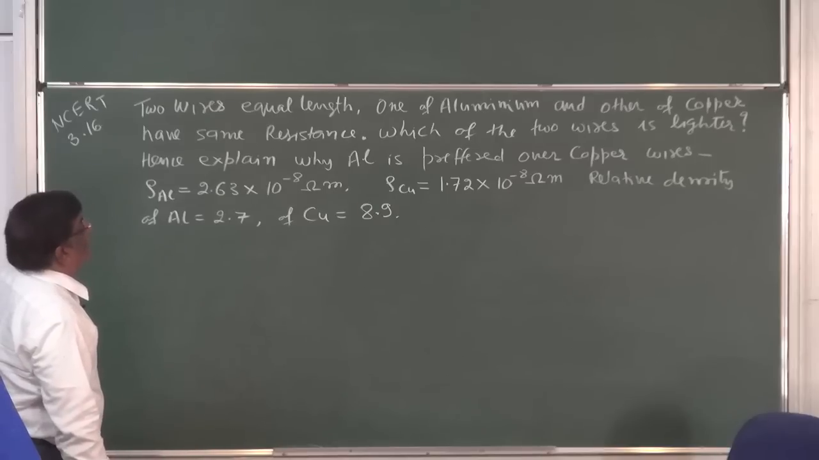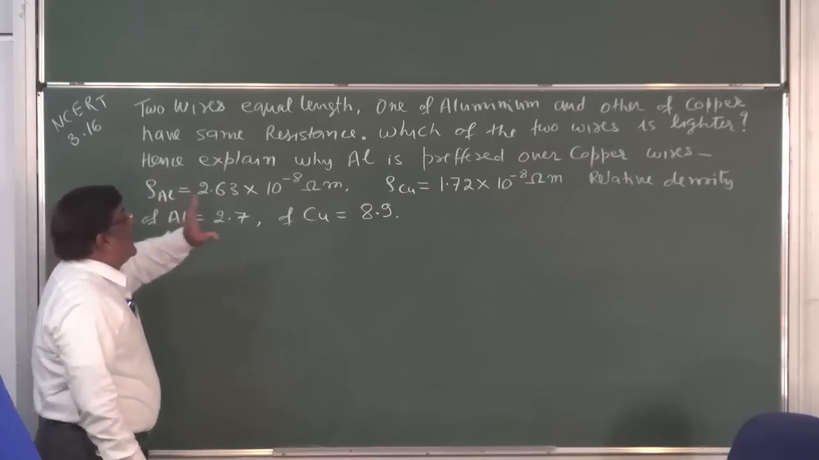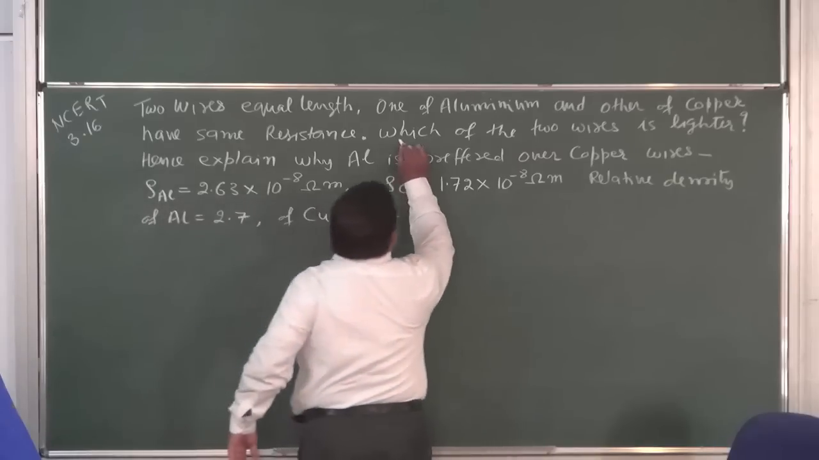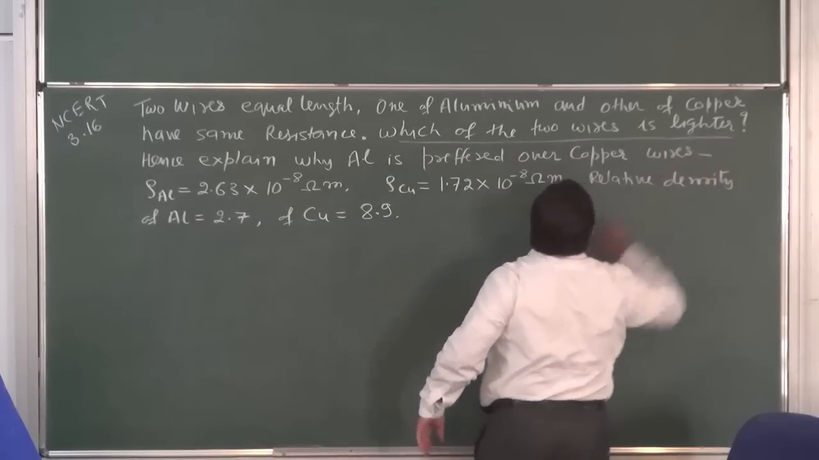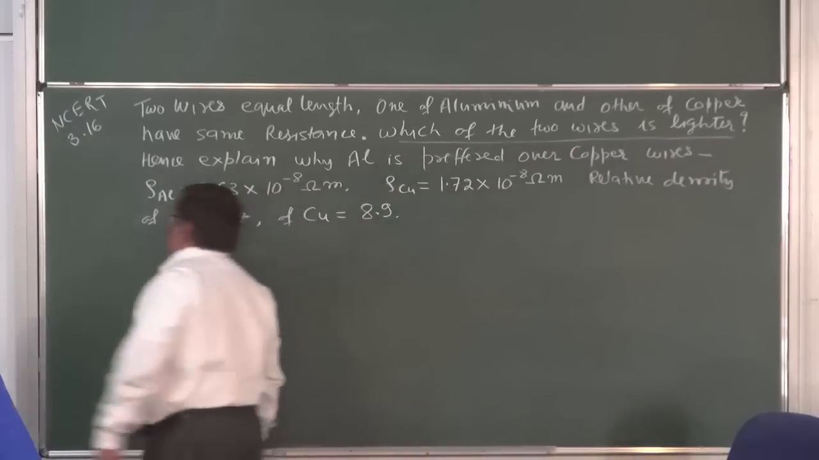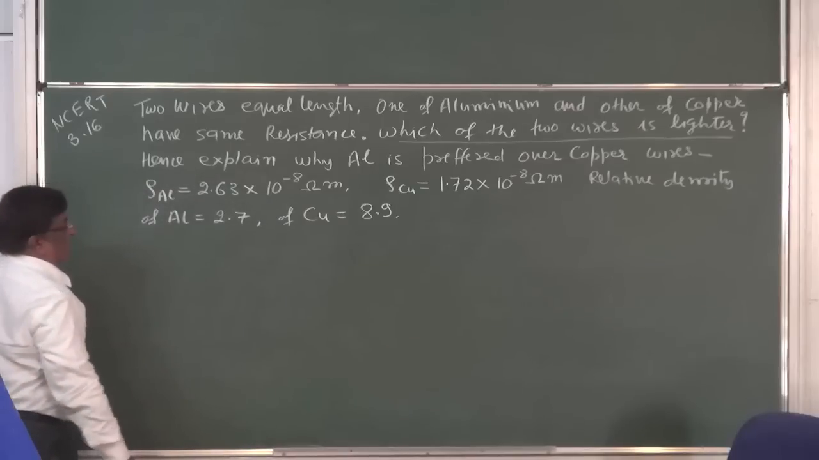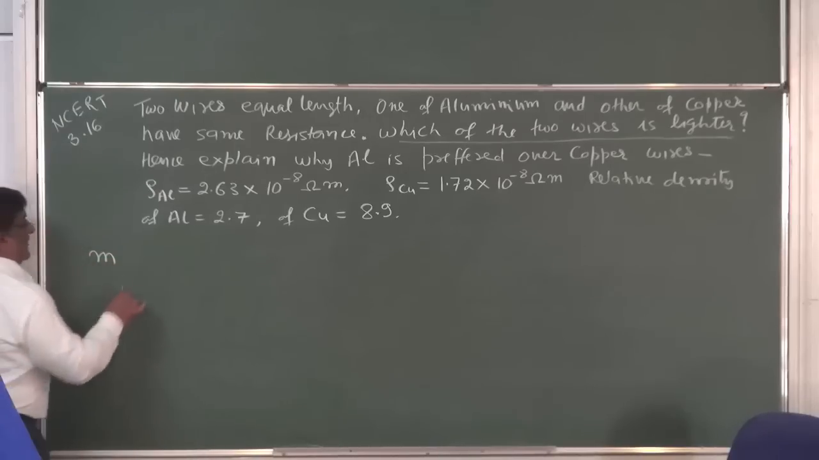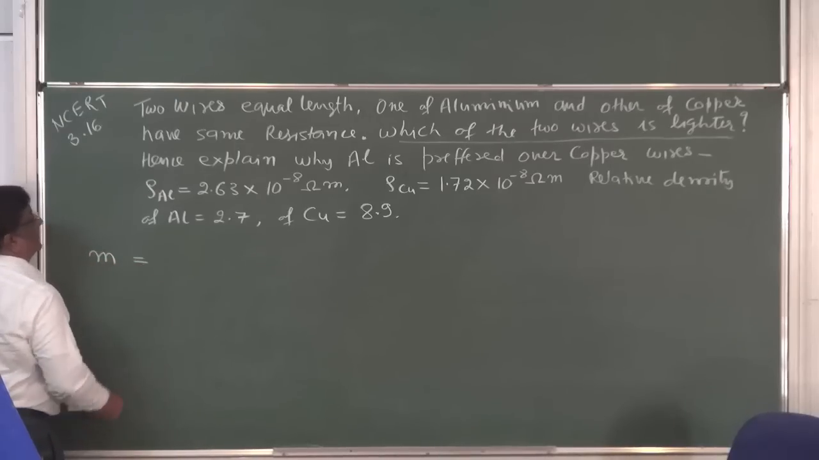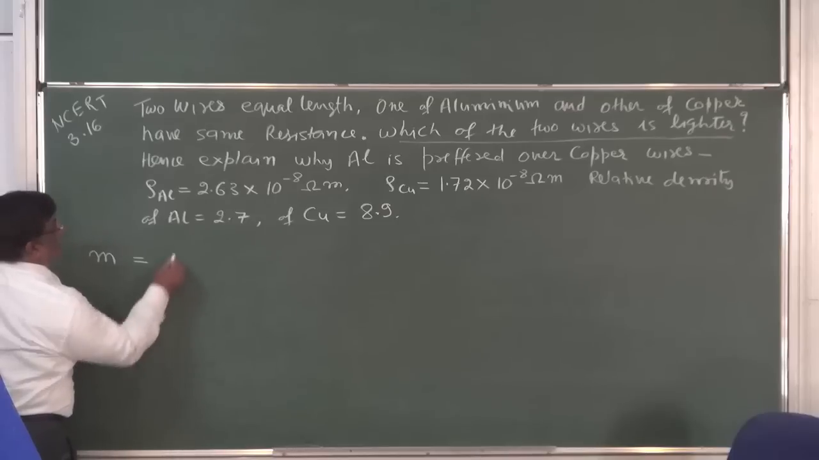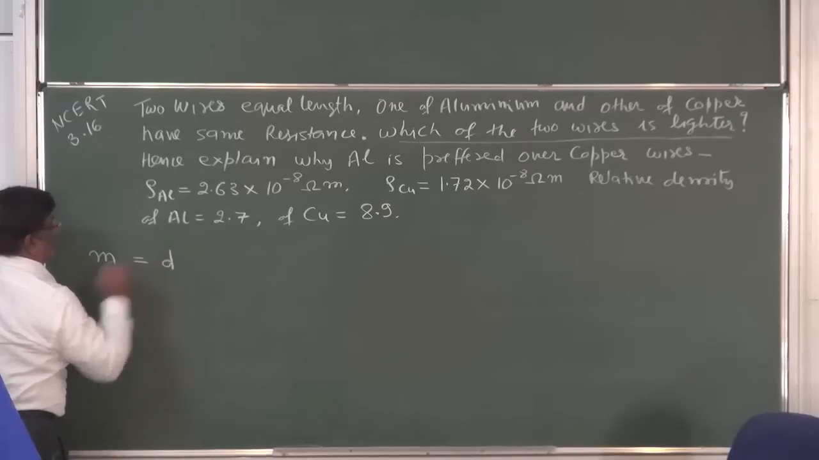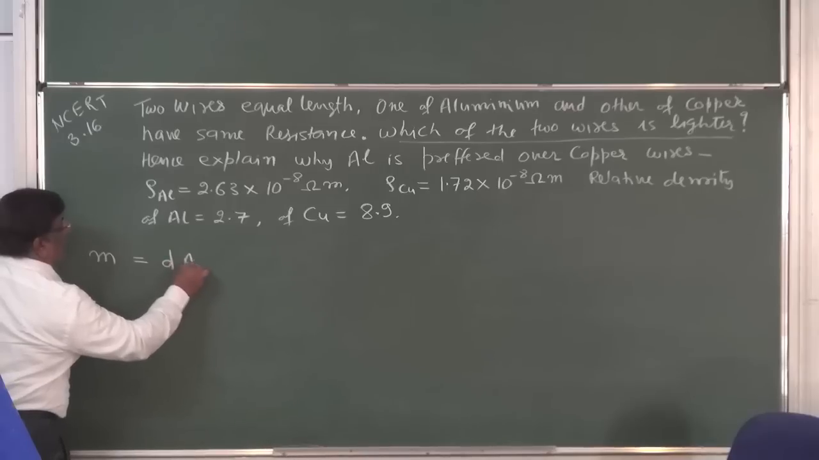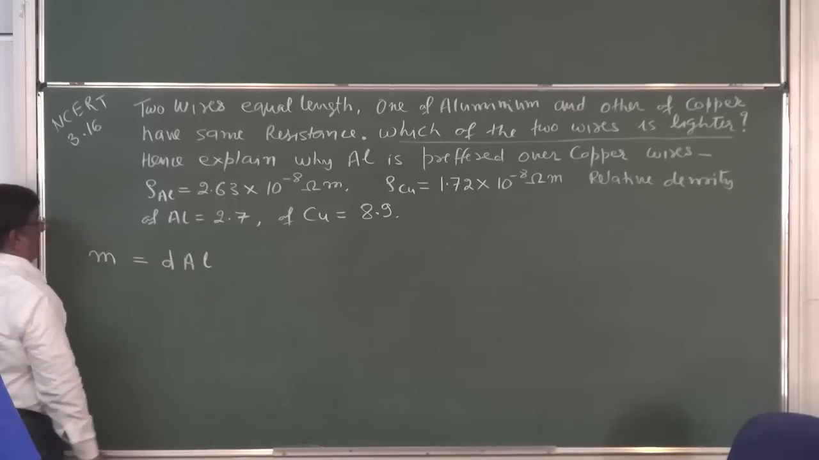Okay, what do we have to find out? Which of the two wires is lighter. We need the mass of both, so mass of anything is equal to density D multiplied by volume. Volume we can write as area multiplied by length.